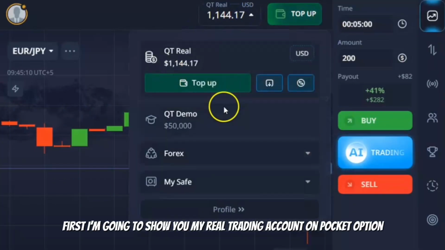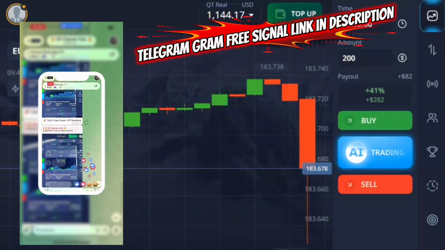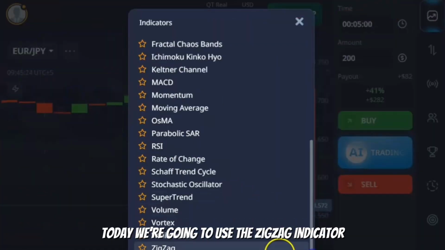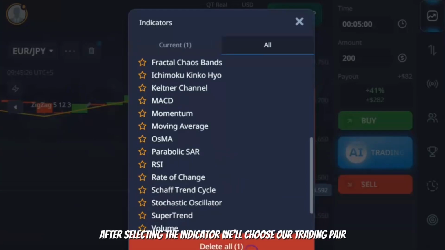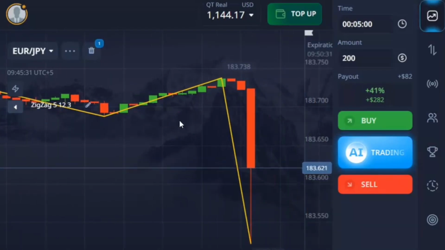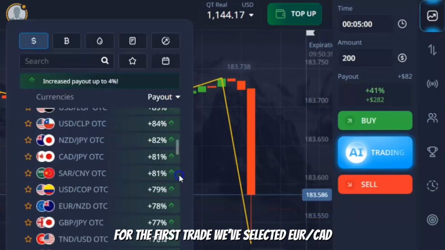First, I'm going to show you my real trading account on Pocket Option. Now we'll select our indicator. Today we're going to use the zigzag indicator. After selecting the indicator, we'll choose our trading pair. For the first trade, we've selected EUR-CAD.